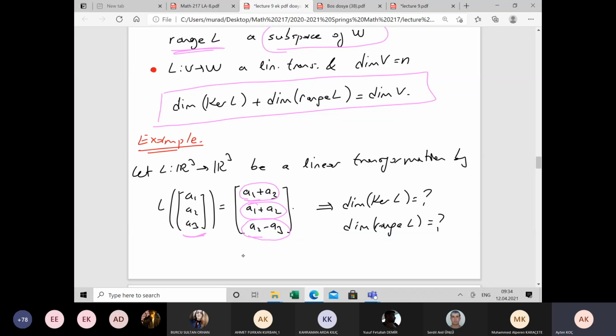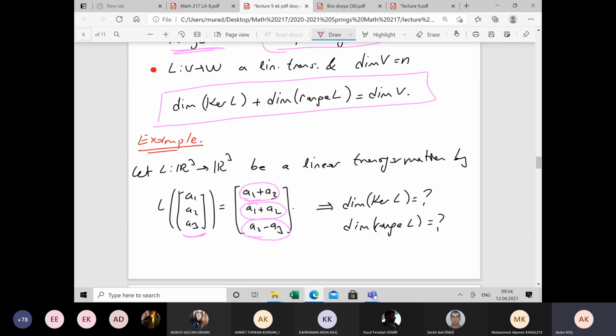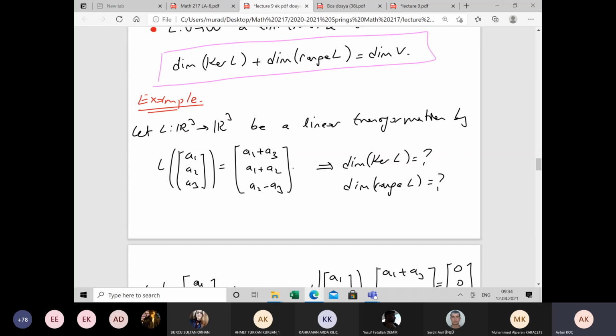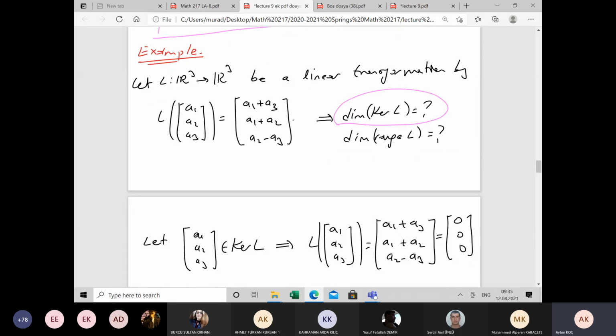So the question here: what is the dimension of the kernel of L? What is the dimension of the range of L? Find the dimension of the kernel and the range. Dimension means you have to find the basis, and then the number of vectors in the basis gives the dimension. First of all, you have to find the basis for the kernel of L, and then write the dimension.